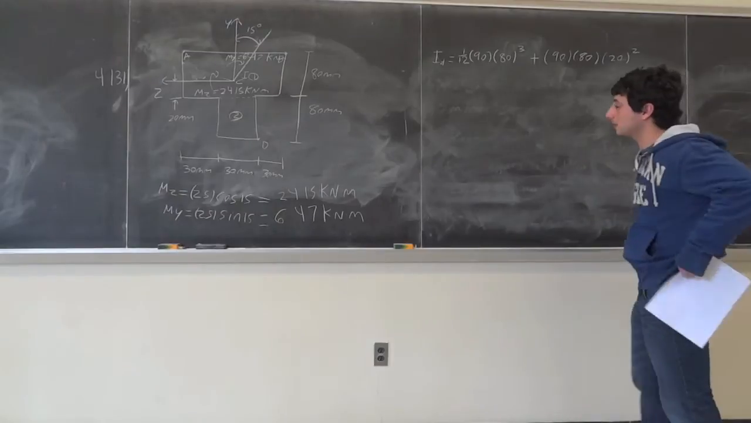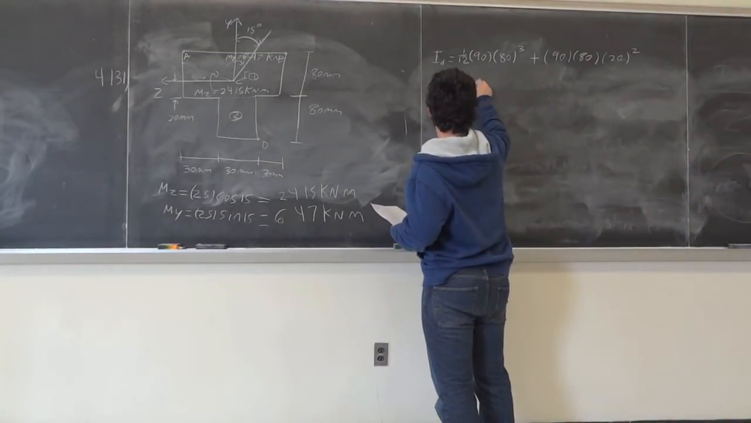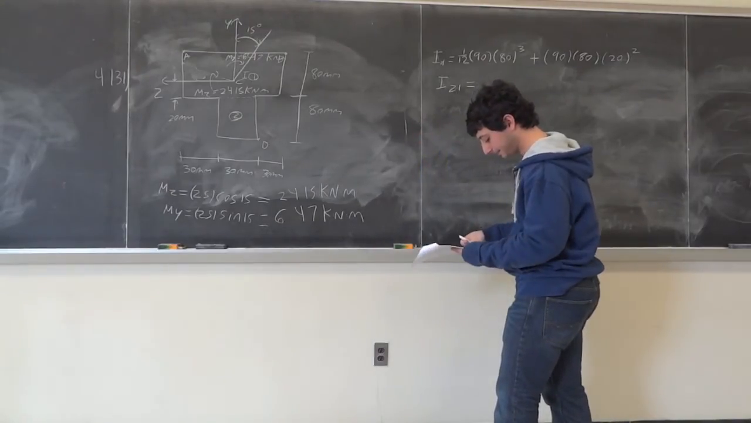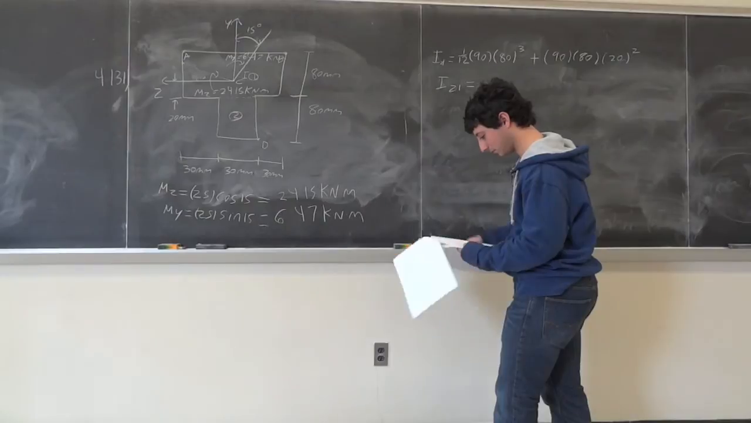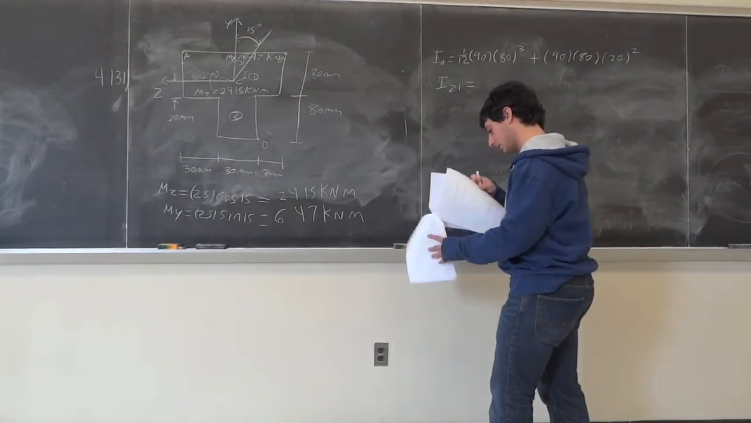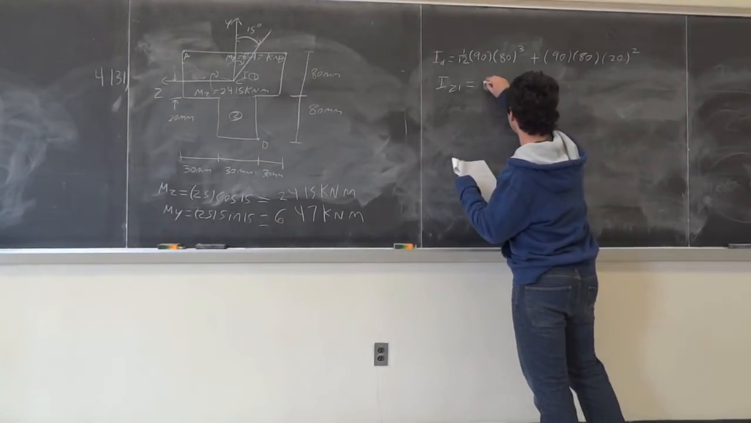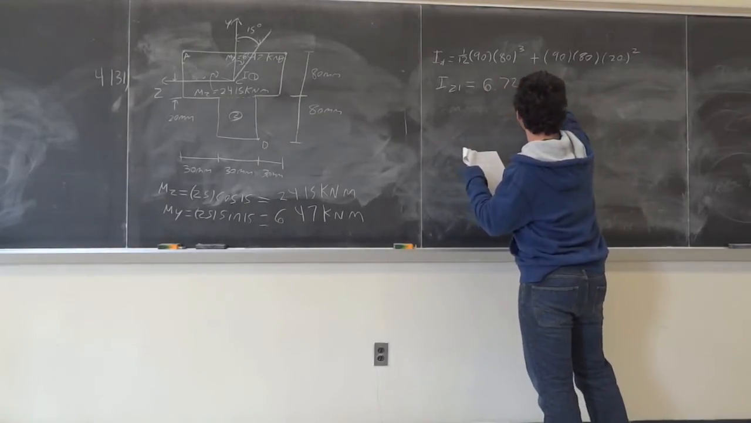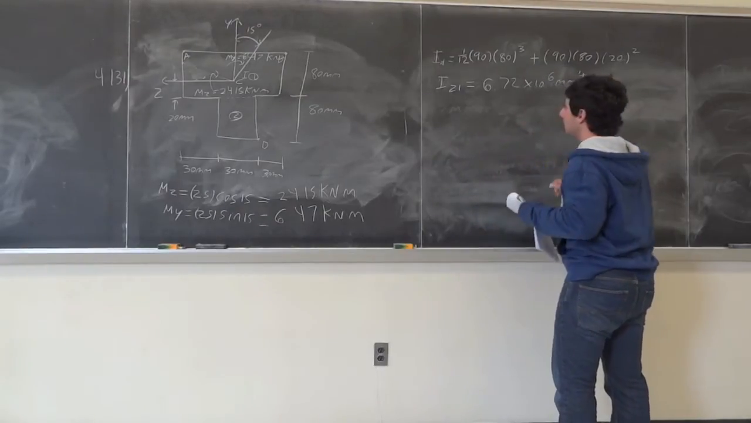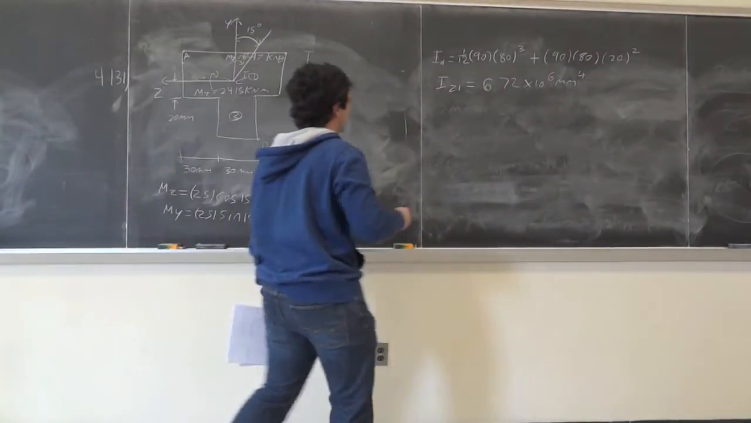Okay. All right. So Iz1 is equal to, let me just give you the value for that. It's 6.72 times 10 to the 6 millimeters to the 4. Okay? All right, and now what's Iz2?